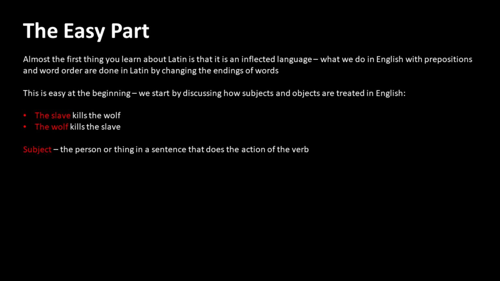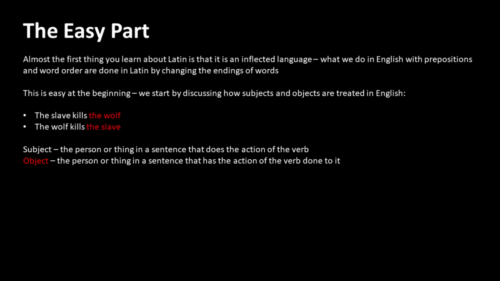In the first, you can see that the wolf is the object. Another definition here. The object is the person or thing in the sentence that is having the action of the verb done to it. The slave kills the wolf, and the wolf kills the slave. Poor slave, perhaps poor wolf.